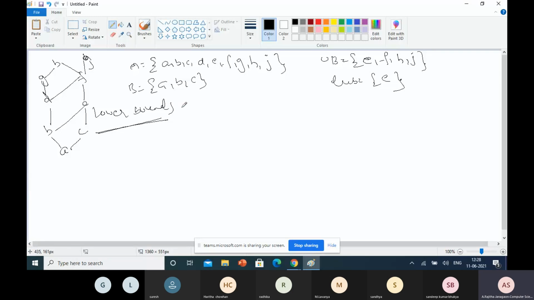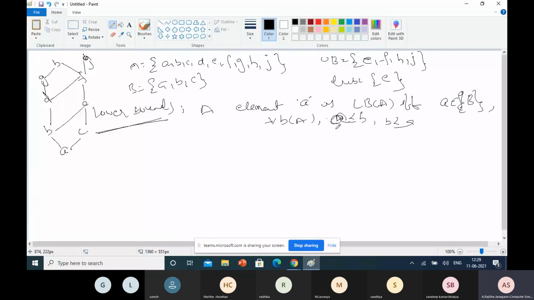For finding the lower bounds, here is the definition. A is a lower bound of B if and only if A belongs to the set, for all B of the set, where A is less than or equal to B. In the previous case it was B less than or equal to A, here A is less than or equal to B. For this, the relation is A to B only. In the previous case, for the upper bound, we used the relation B to A.